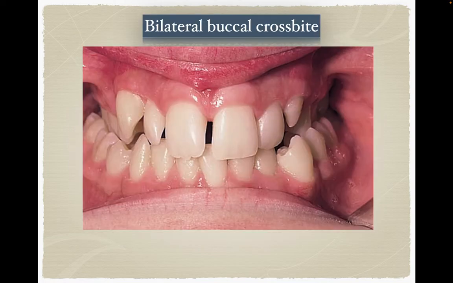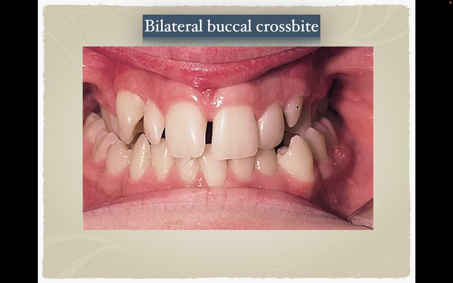What about if we have a bilateral buccal crossbite? Usually, and generally speaking, when we have a bilateral crossbite, it's unlikely to have a displacement because the teeth are in a good cusp to fossa relationship. However, sometimes we might have a little bit of interference, so the patient has a little bit of displacement, not too much. You just need to check that.